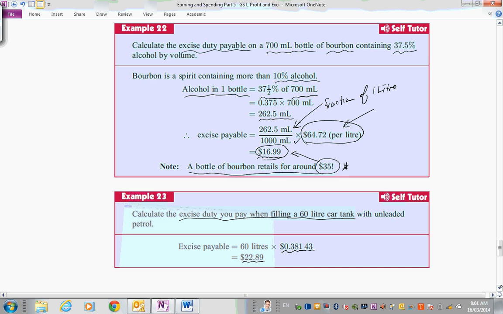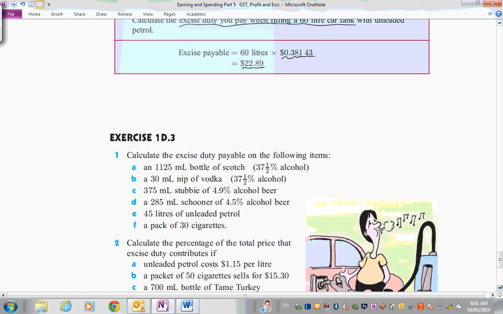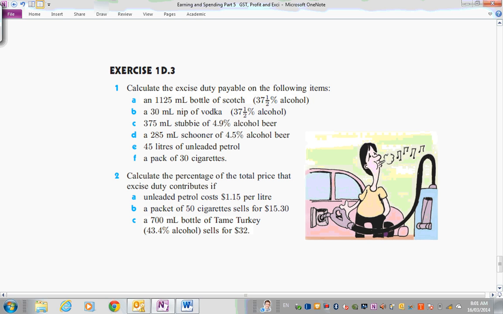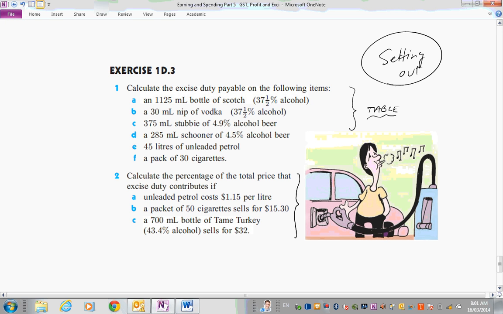Okay, you want to try and do some for yourself? Come down here now. 1D3. Calculate the excise duty payable on the following items. Okay, so you've got to go back and look at the tables. Look at the table on excise duty, and work through it carefully. Each one is in a different category, and you've got to read the category and try to work that out. And follow the pattern that we just did with the setting out. Remember, the setting out is important so that you can track the numbers. The setting out is very important. Okay, and then with the second problem, same idea. You've got to actually have a look at what's going on there.